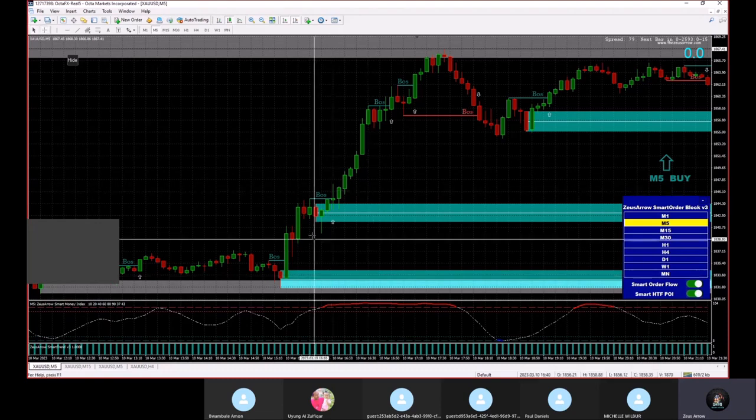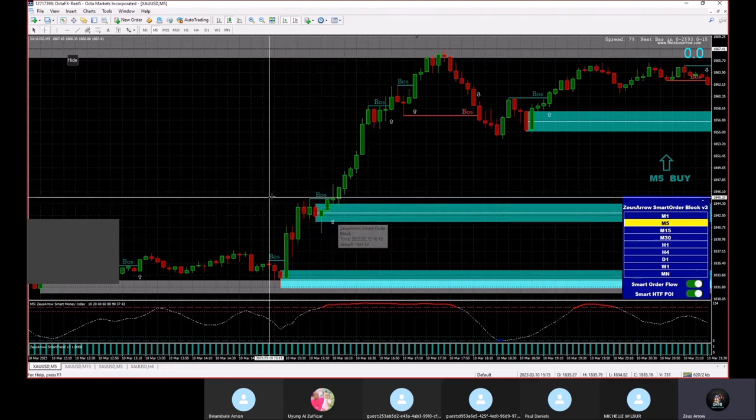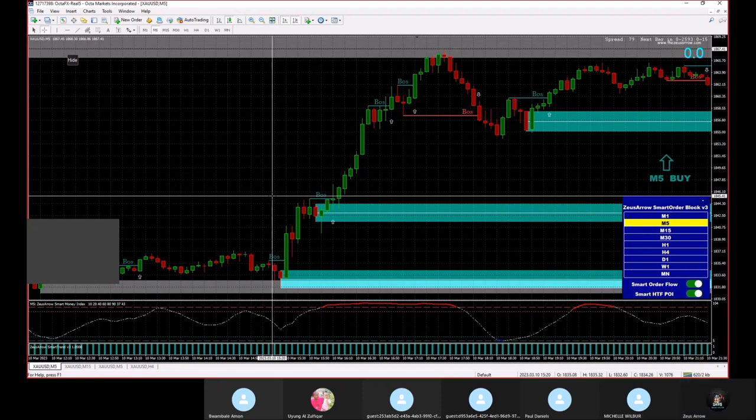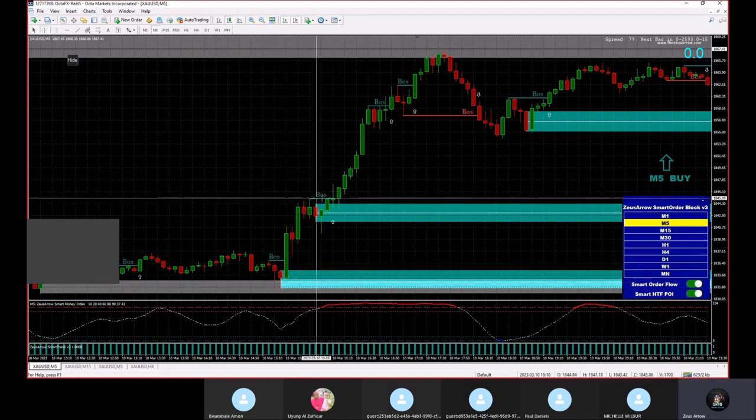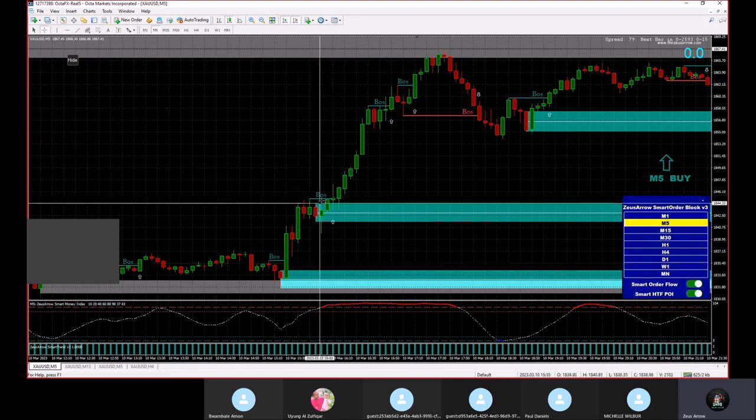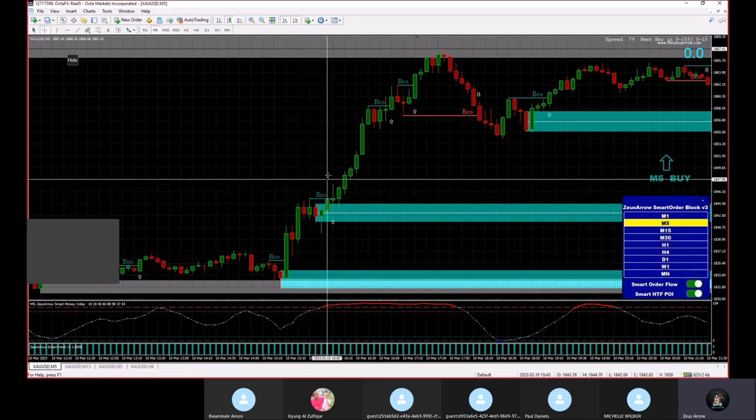So here you can take the first entry. We do not need a confirmation. But there are certain things that you can always look for before taking the entry, even with the trend. Always try to look for the first break of structure and the second break of structure. These are the two most high probability zones.